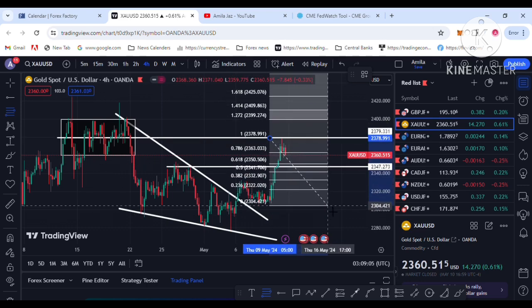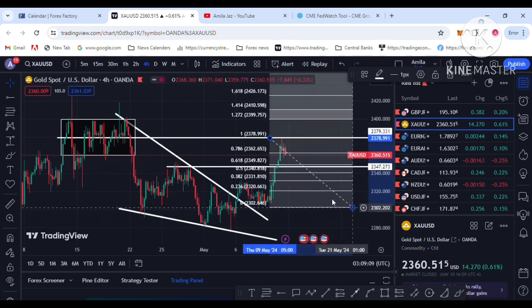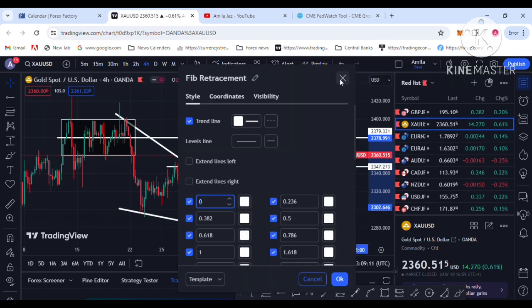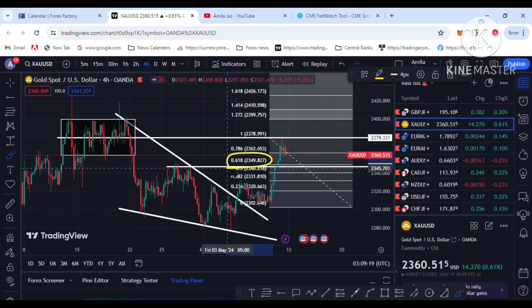I am using Fibonacci for this movement. In this movement's Fibonacci, you can see the 0.618 golden zone is also there. Price can retest this area also, the 2350 area, and the left side resistance can be support in this area also. Two confirmations give you a buy opportunity.